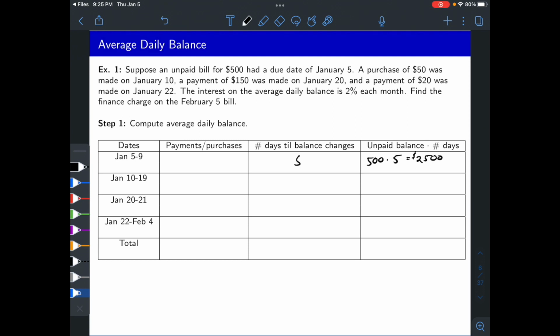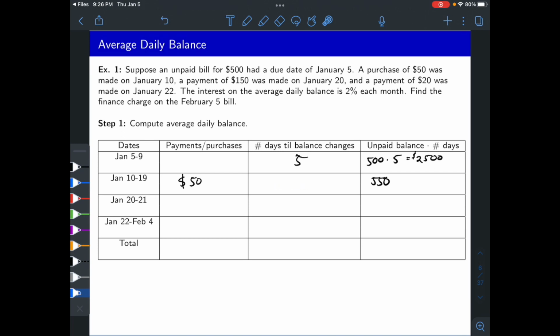I guess right here, it's going to be 5 days until the balance changes, because on January 10th, we make a purchase. So a purchase of $50 was made on January 10th. Okay, so purchase of $50 is going to be made. And then the new unpaid balance is going to be $550. Because if they made a purchase of $50, then that means that the balance is going to go up by $50.